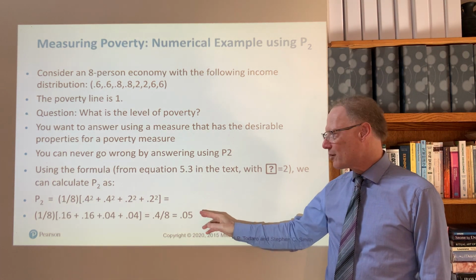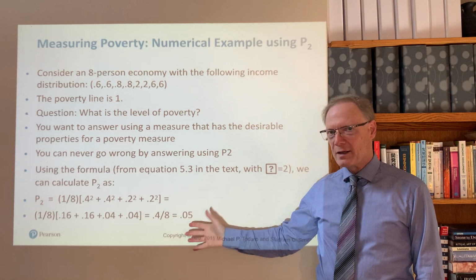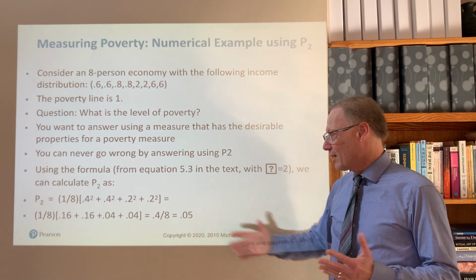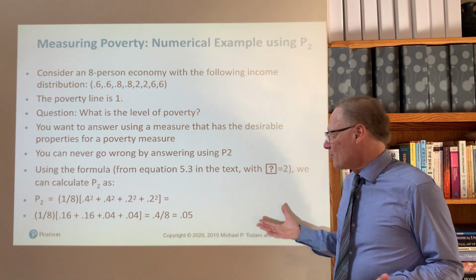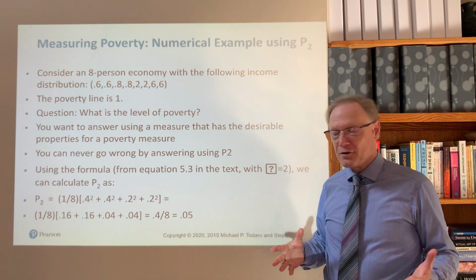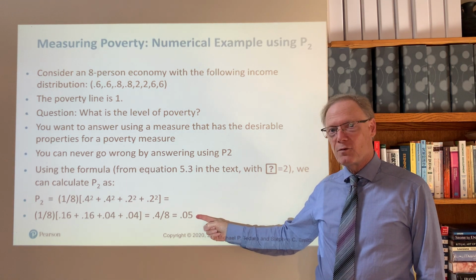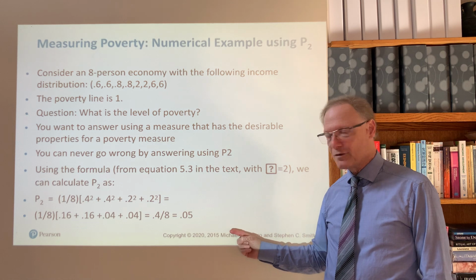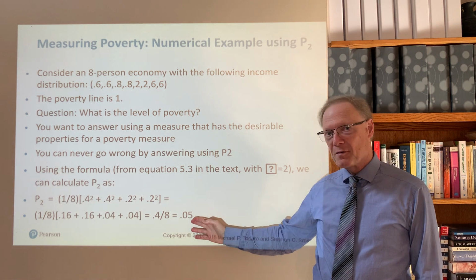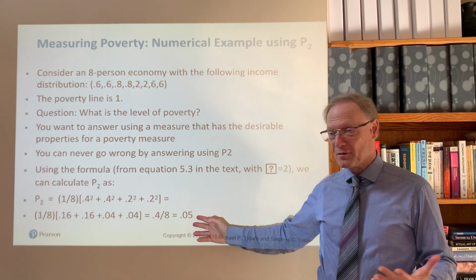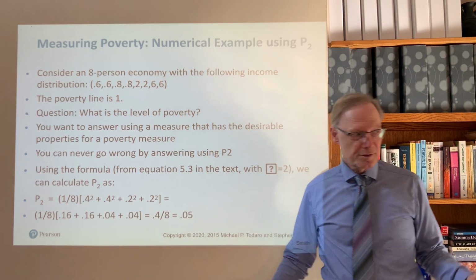For these measures, it's important to note, 0.05 might look like a small number, but that's really immaterial. It's a small numerical number because we're squaring a fraction. What you can do is meaningfully compare P2 for one country as against another country. It's never meaningful to compare a P2 with a P1. They're just different kinds of indexes.